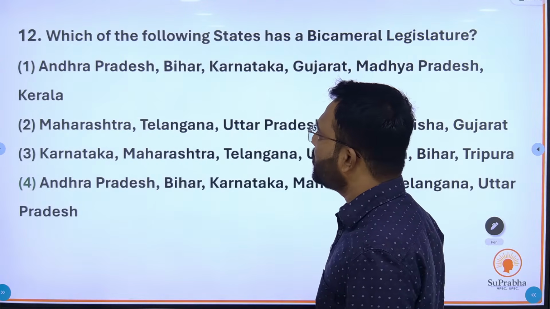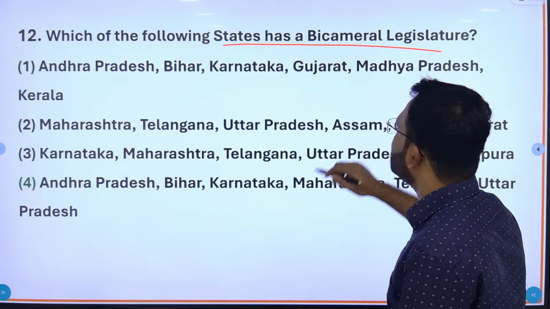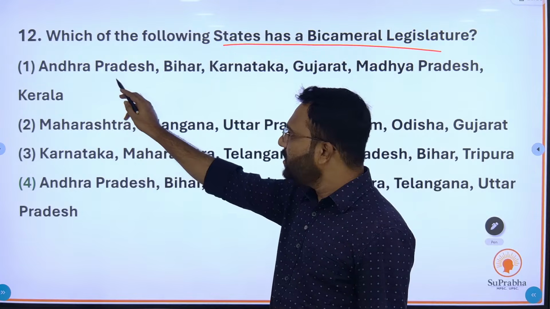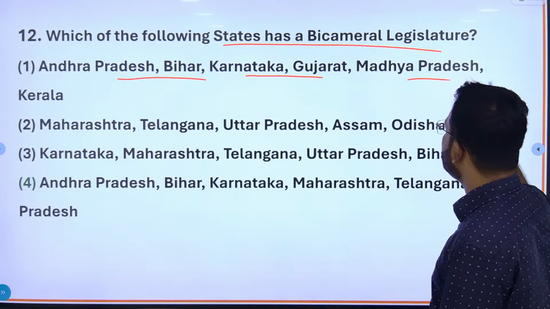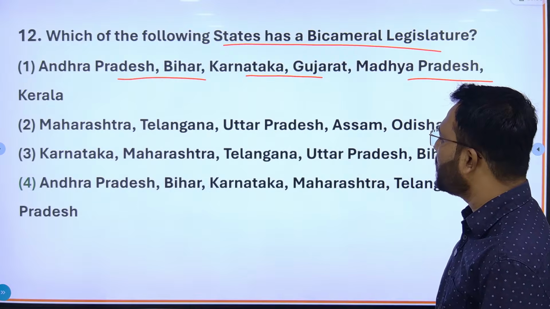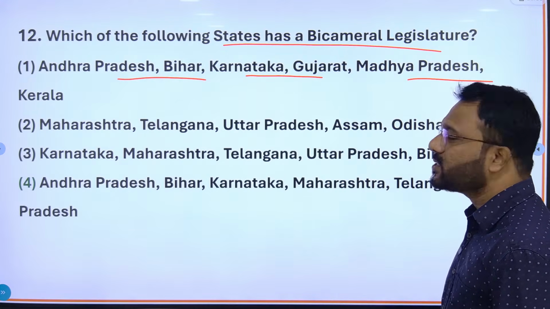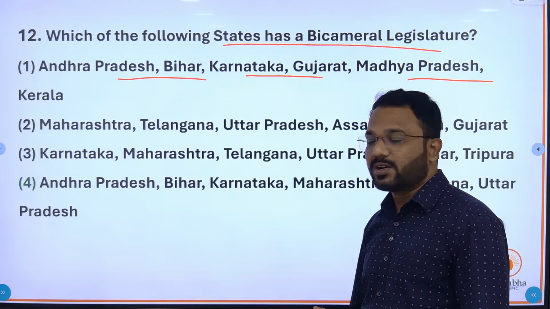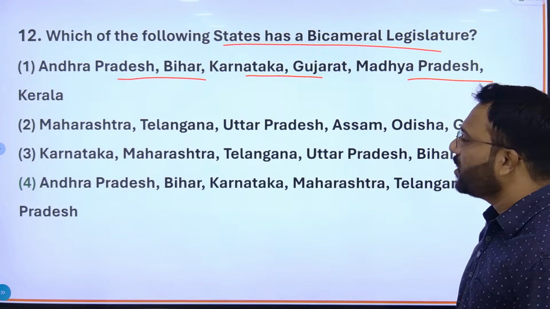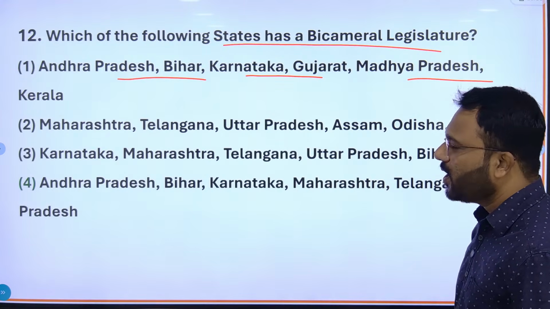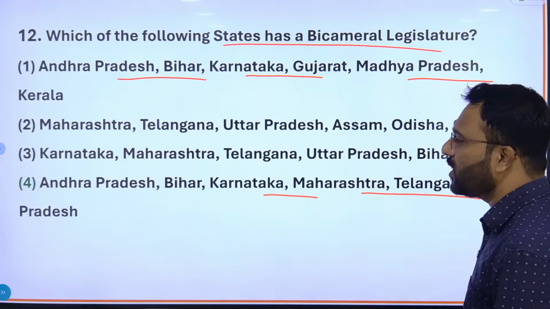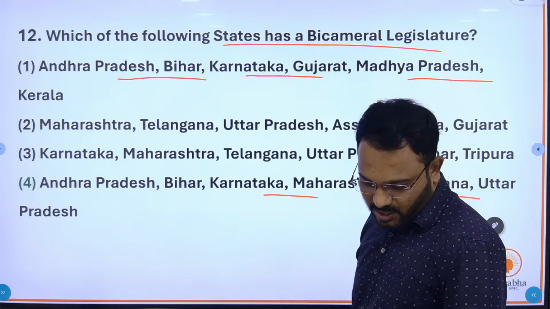Yes. Next question. Which of the following states has a bicameral legislature? Options: first, Andhra Pradesh, Bihar, Karnataka, Gujarat, Madhya Pradesh, Kerala. Second option, Maharashtra, Telangana, Uttar Pradesh, Assam, Odisha, Gujarat. Third option, Karnataka, Maharashtra, Telangana, Uttar Pradesh, Bihar, Tripura. Fourth option, Andhra Pradesh, Bihar, Karnataka, Maharashtra, Telangana, Uttar Pradesh. Yes, give me the right answer.